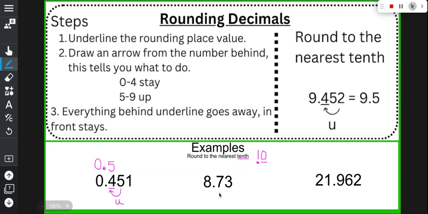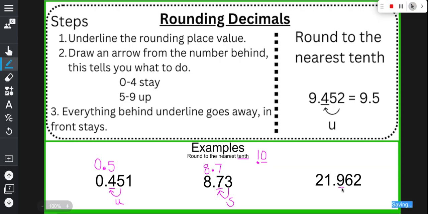All right, let's take a look at our next answer. The 7 is in our tenths. The 3 tells it what to do. A 3, according to rounding rules, says to stay. So the 7's going to stay a 7. The 8 stays, and nothing happens after our underlined digit. So our answer is 8.7.